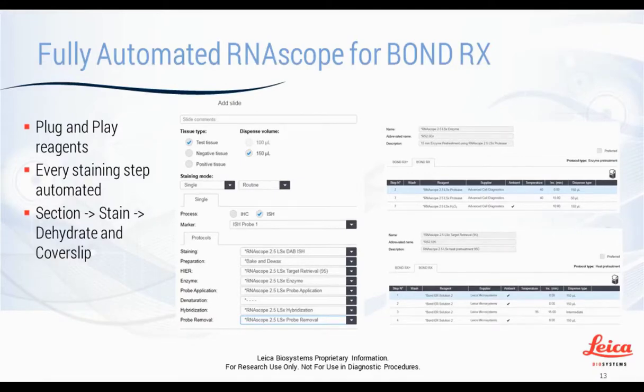RNAscope 2.5 LSx comes with pre-configured protocols to allow you to plug and play your reagents and test so that you can be up and running straight away, with the option of preloaded heat retrieval protocols, as well as enzyme retrieval protocols to provide retrieval flexibility based on your tissue samples. Added to that, the open protocol system allows you the flexibility to adjust your protocols as needed. But having used the products myself, I know they work pretty well out of the box.